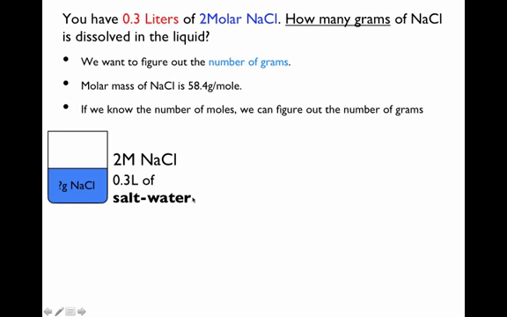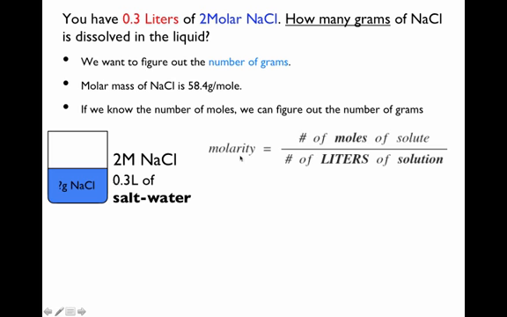So here's a cartoon version of what's going on. We have 0.3 liters of salt water. The concentration of salt in the salt water is 2 molar using the molarity method. And the question is, how many grams of table salt are actually dissolved in those 0.3 liters? So we have to go back to the formula for molarity.